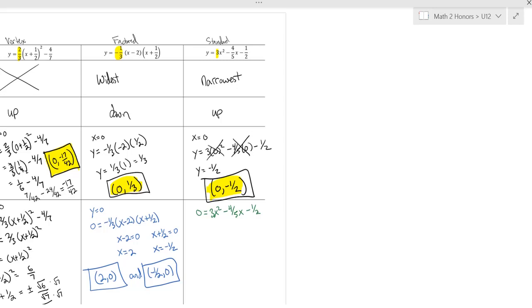And so I'm going to get rid of the fractions first here. I'm going to multiply everything by 10. So I get 0 times 10 is 0, 3 times 10 is 30, 4/5 times 10 is going to be 40 over 5, which is negative 8. And then 1/2 times 10 is 5. So we see that A is 30, B is negative 8, and C is negative 5.